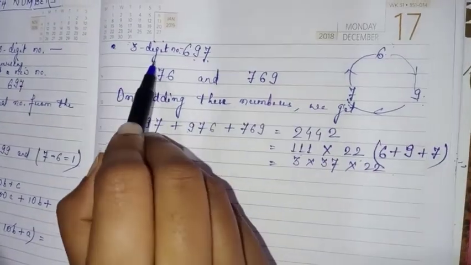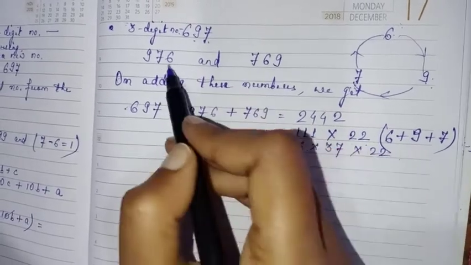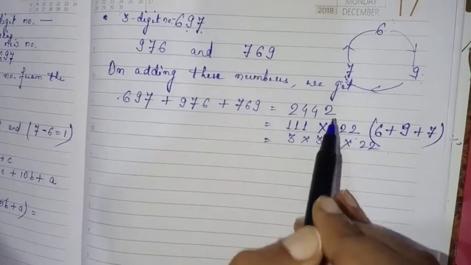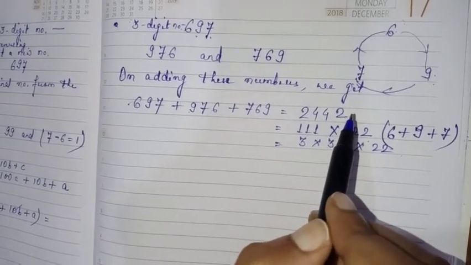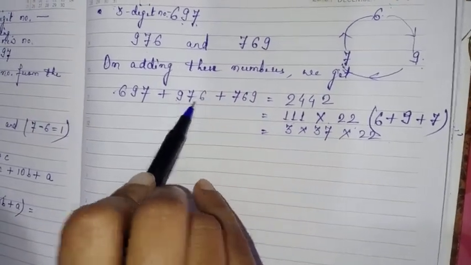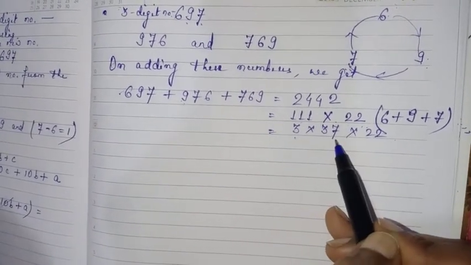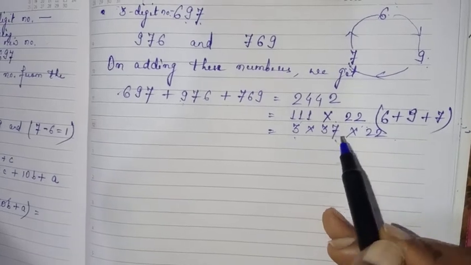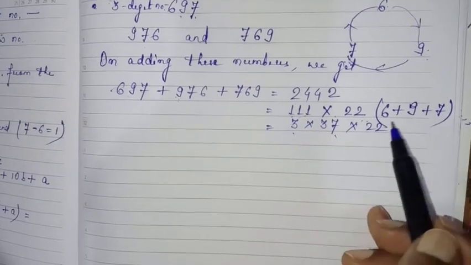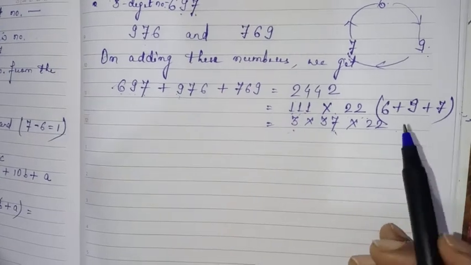So if you take a 3-digit number and change the order of digits cyclically to get new numbers, then if you add these 3 numbers, whatever value you get will always be 111 times the sum of the 3 digits, and 111 you can write as 3 into 37. So it is always divisible by 111, by the sum of the 3 digits, and by 37 and 3.